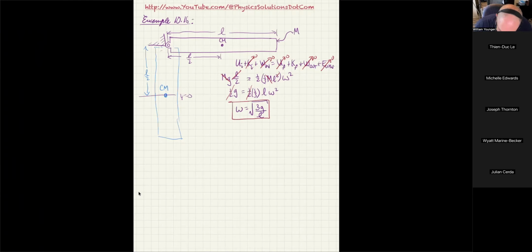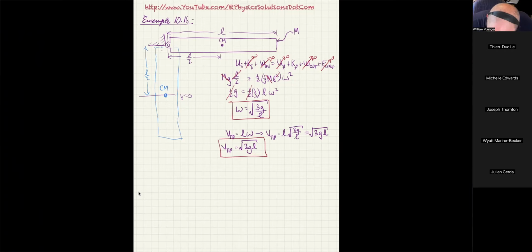Now we want to know what the velocity of the tip is, and v tip is equal to L times omega. So in this case, we can say v tip is equal to L times the square root of 3g over L. I can pull the L inside of the square root, it'll become L squared, and then I get the square root of 3gL. So that v tip is equal to the square root of 3gL.